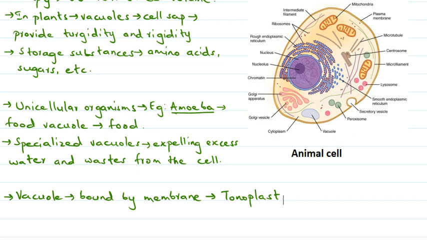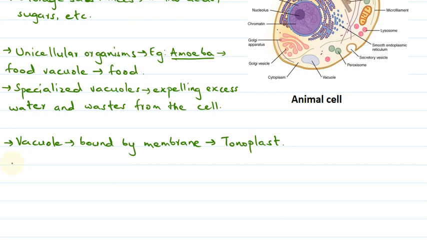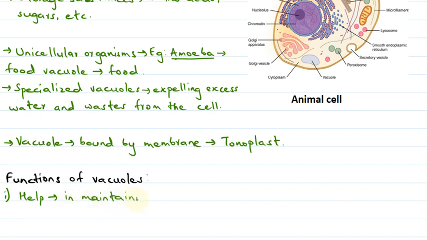Now let's talk about the functions that are performed by the vacuoles. The first function is that vacuoles help in maintaining osmotic pressure in a cell.